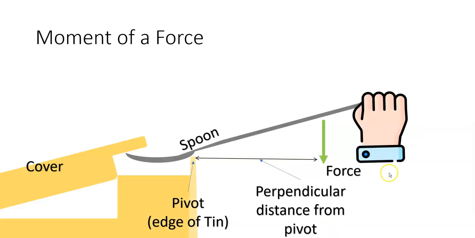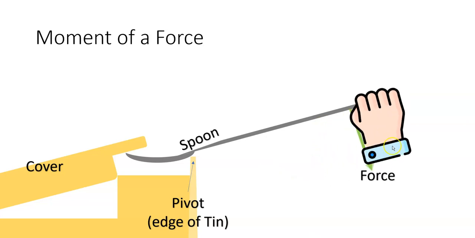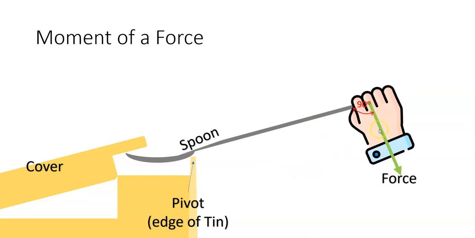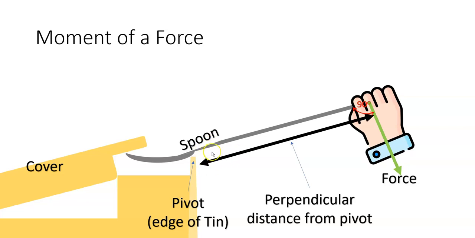Now, what if I adjust my hands such that instead of exerting a vertically downward force, I exert a force that is perpendicular to the handle of the spoon? In that case, then the perpendicular distance is the length along the spoon from the point of pivot to the line of action of the force.